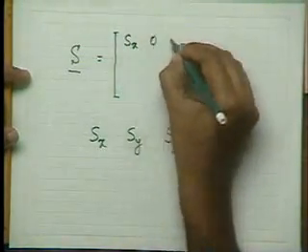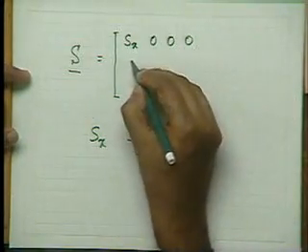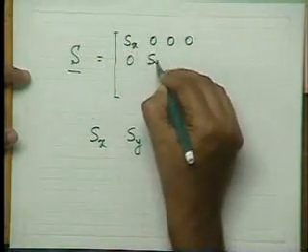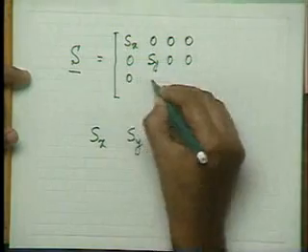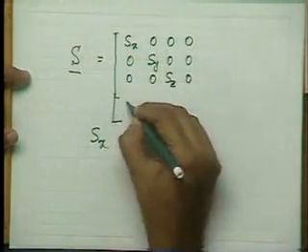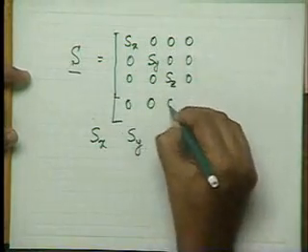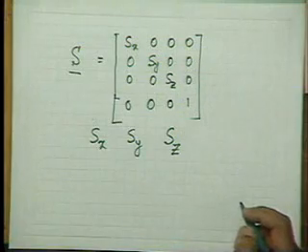Sx 0, 0, 0. That is the first row. The second row is 0, Sy 0, 0. The third row is 0, 0, Sz 0, and the last one is 0, 0, 0, 1. So this is our scale matrix.